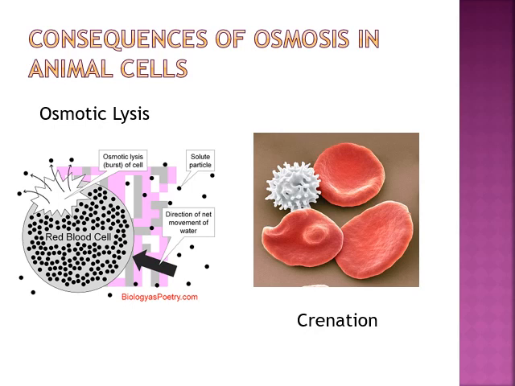For crenation, in this case, you've got a hypertonic solution on the outside and a hypotonic solution on the inside. So which way does the water flow? Out. In this case, the cell shrivels up.